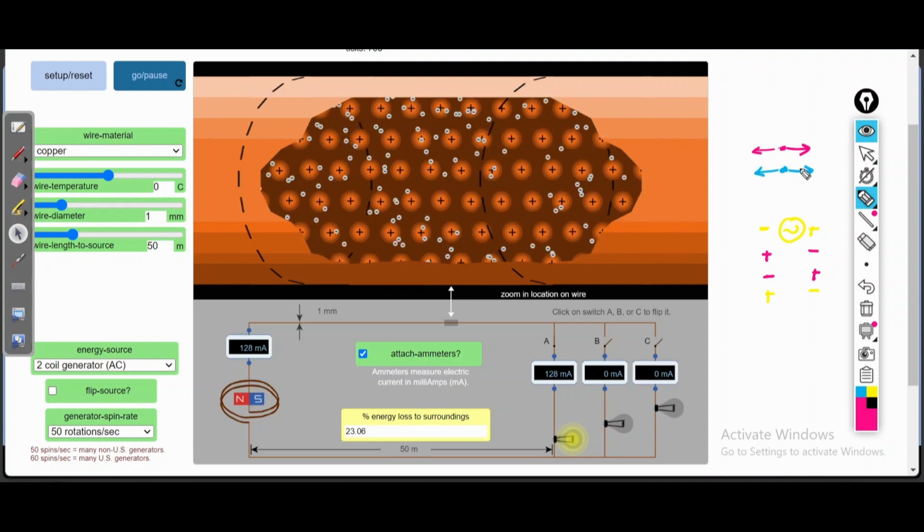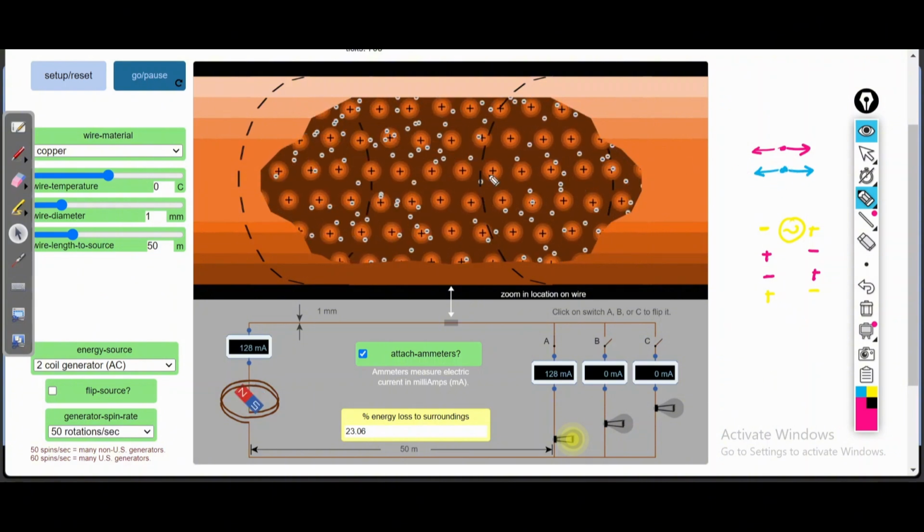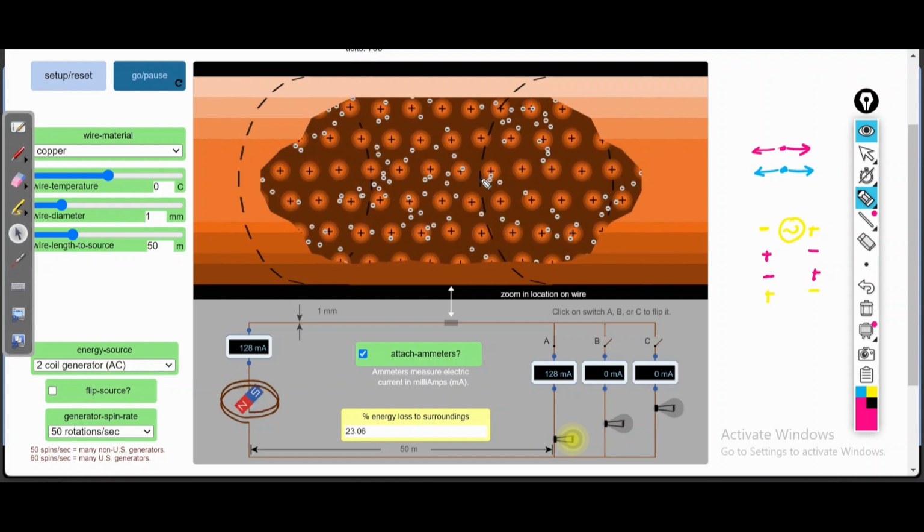This cycle would be 50 times. Okay, so this is the reason behind their vibration.